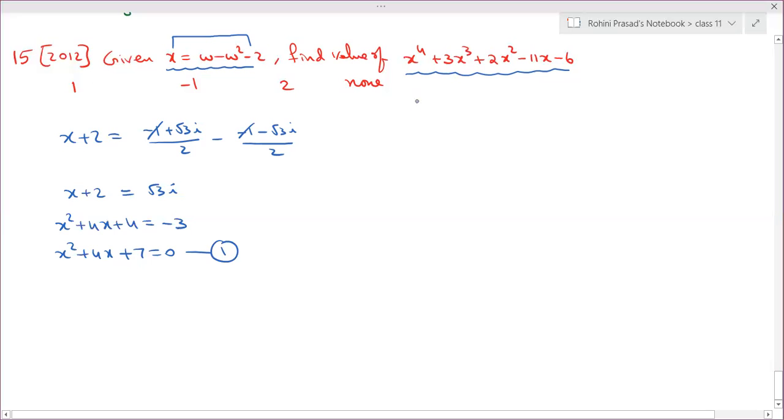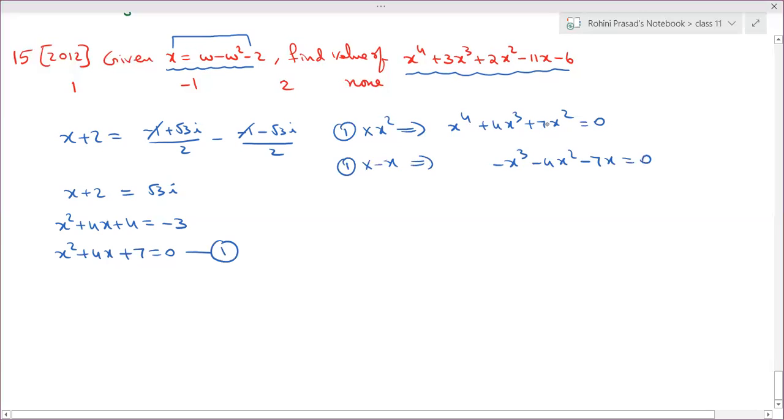Now, using this equation, we'll try to get all these terms which are there in the required expression. So we need x power 4 and we have x square. So multiply equation 1 with x square. Then you get x power 4 plus 4x cube plus 7x square equal to 0. Now we want 3x cube, but we have 4x cube. So we need to get minus x cube. So how to produce minus x cube from this? Multiply with minus x. Then you get minus x cube minus 4x square minus 7x equal to 0.